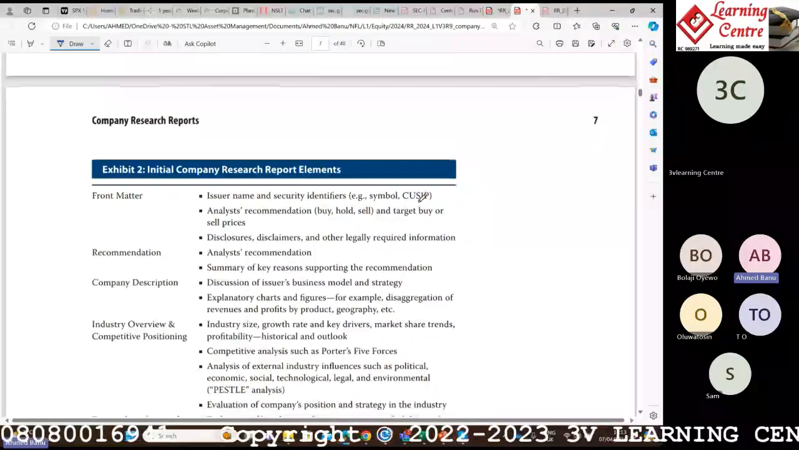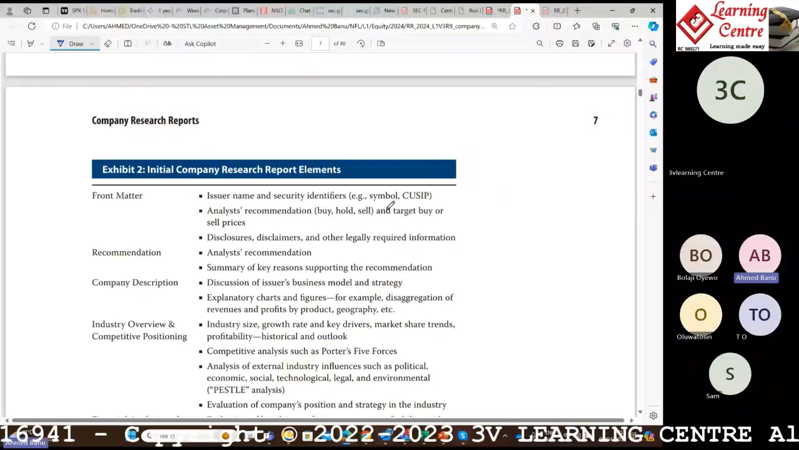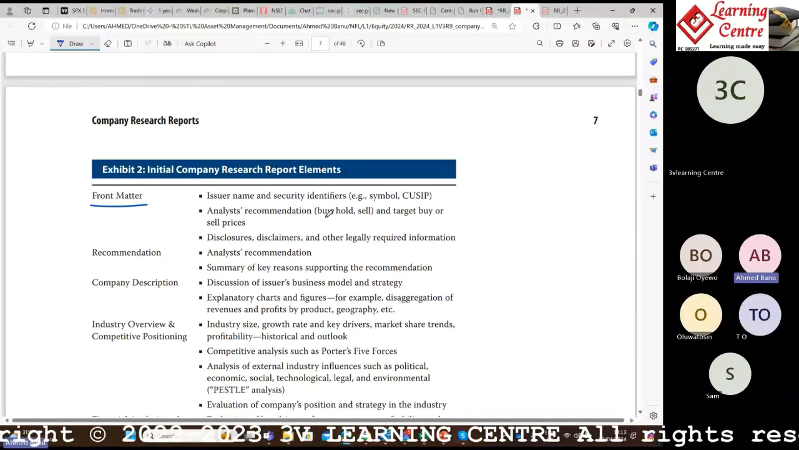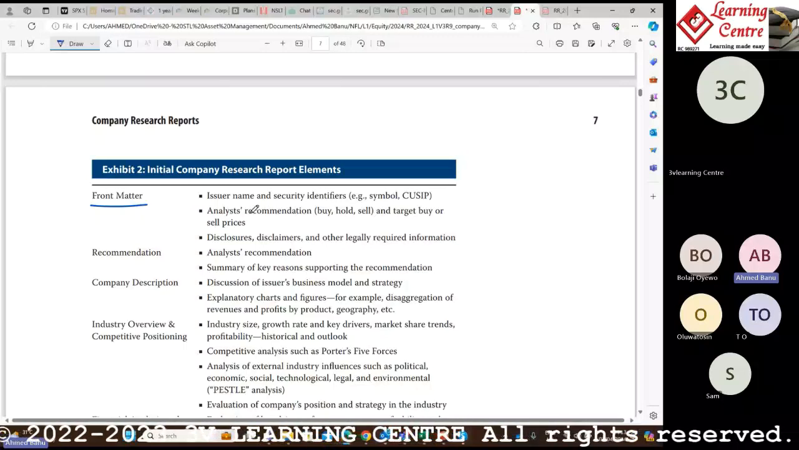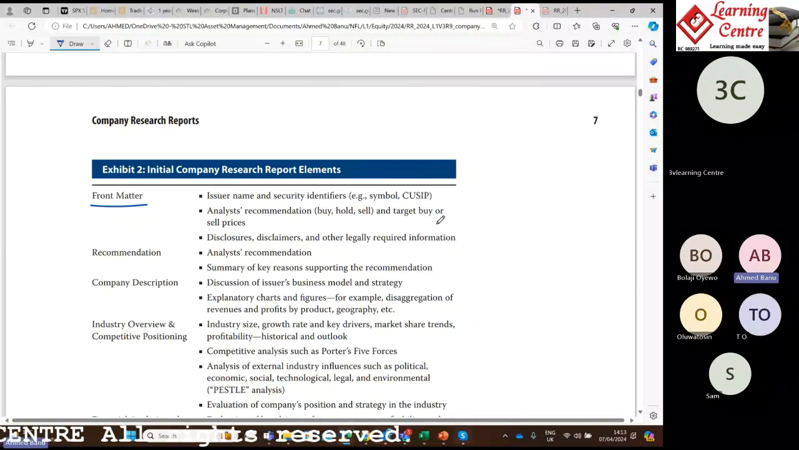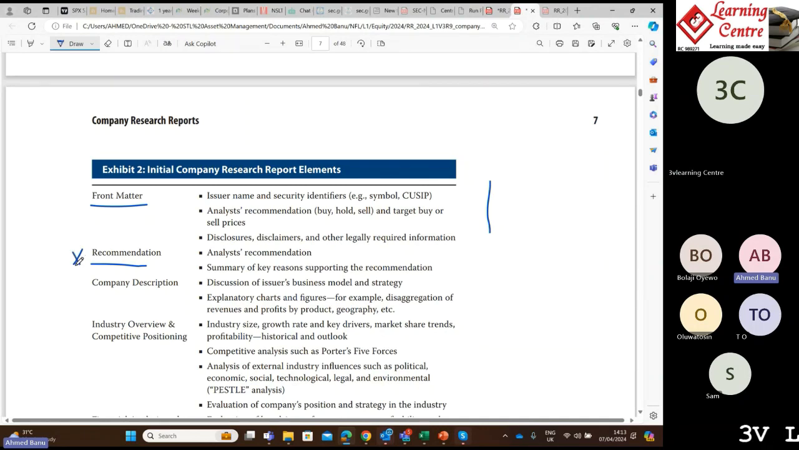Now, what's the structure of the initial company report? We have the first part, the front matter, which comprises the issuer's name, its identifier, the analyst's recommendation, and the disclosures, disclaimers, and other legally required information. Then you have the recommendation: the analyst's recommendation and a summary of key reasons supporting it. This is the most important aspect of you reading this report.